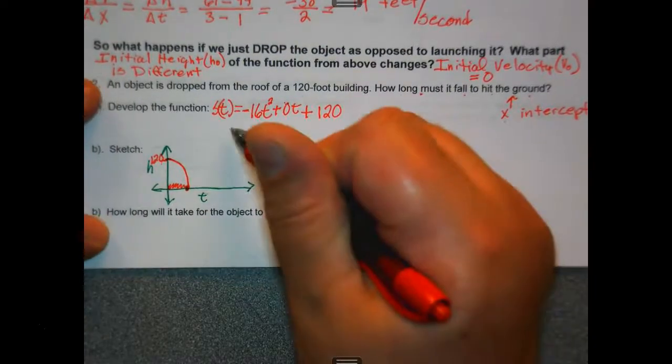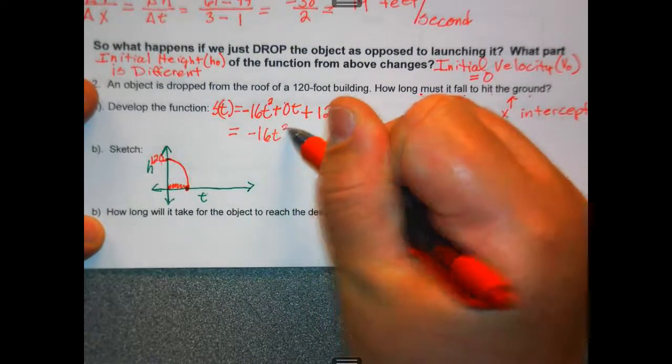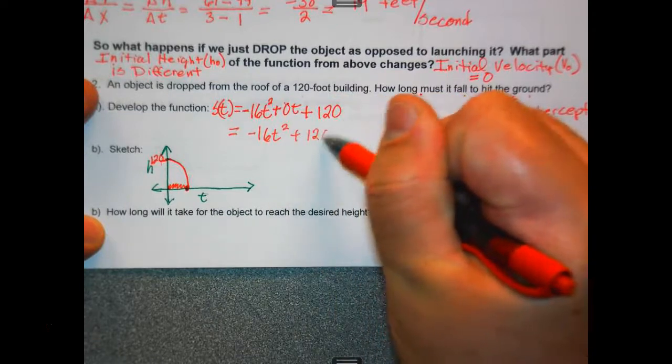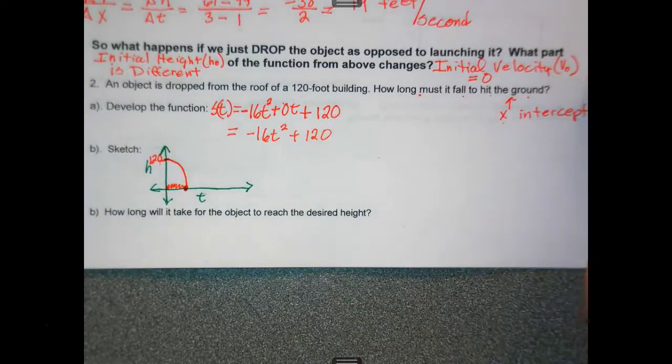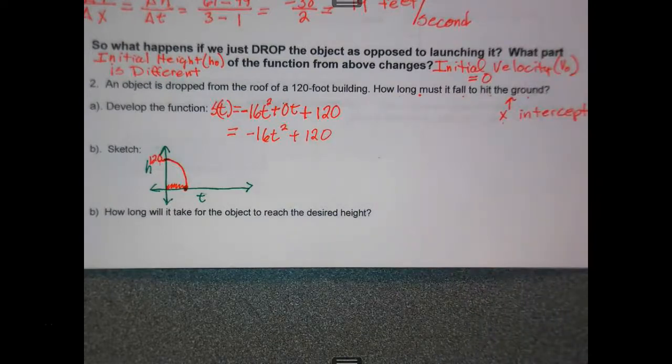All right. Let's simplify this. Negative 16t squared plus 120. Now, I'm going to do this on the calculator. You guys want to factor this and find out what the x-intercept is? I highly suggest that you use the quadratic formula. It's a decimal. Or we can use a calculator.